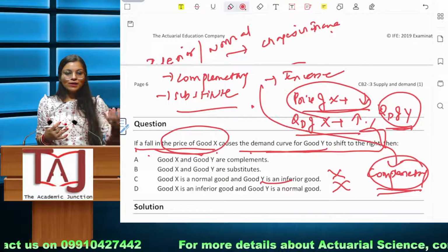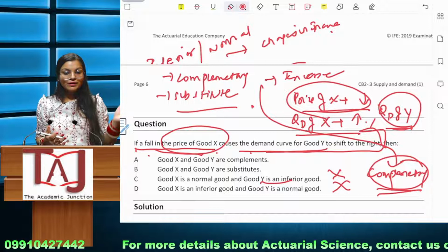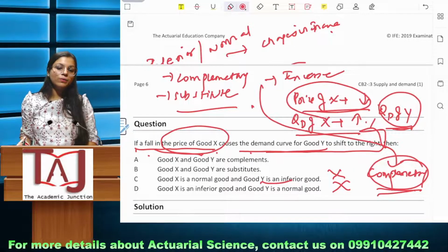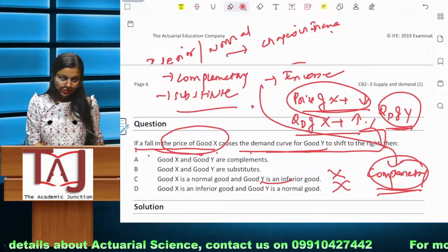कॉम्प्लीमेंट्री के केस में ही एक का प्राइस कम हुआ, उसकी क्वांटिटी बढ़ी, लेकिन एक की क्वांटिटी बढ़ी उसके साथ दूसरे की क्वांटिटी भी बढ़ गई. So that means these are complementary goods. So option is A.